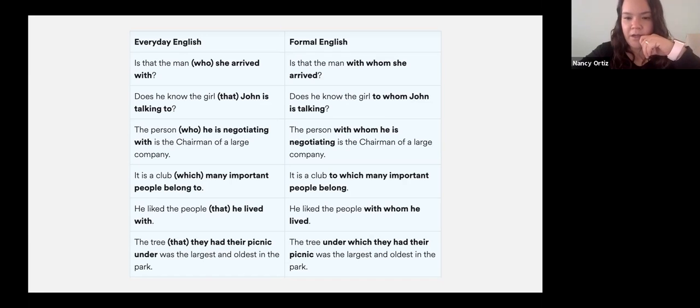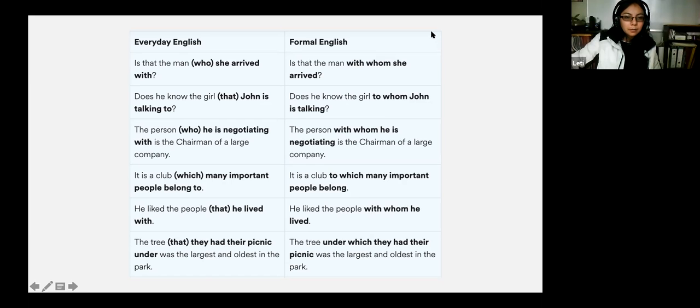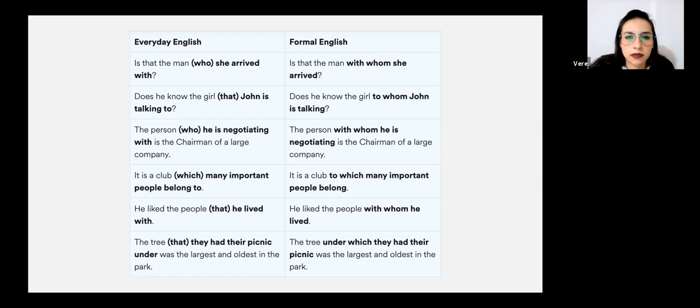Okay. Leti, informal English number six. Bere, formal English number six. The tree that they had their picnic under was the largest and oldest in the park. Number five, right, miss? Six. The tree under which they had their picnic was the largest and oldest in the park.